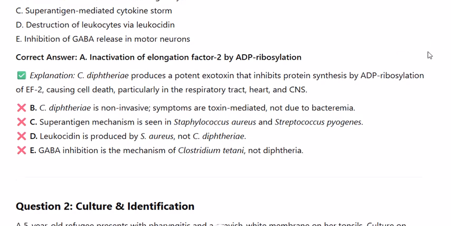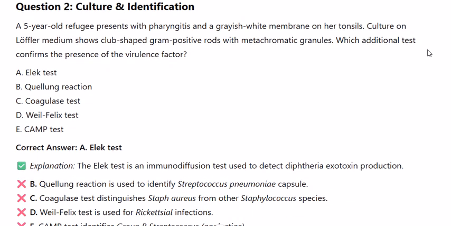Question 2. Culture and identification. A 5-year-old refugee presents with pharyngitis and a grayish-white membrane on her tonsils. Culture on Loeffler medium shows club-shaped gram-positive rods with metachromatic granules. Which additional test confirms the presence of the virulence factor? A. Elek test. B. Quellung reaction. C. Coagulase test. D. Weil-Felix test. E. CAMP test. Correct answer: A.